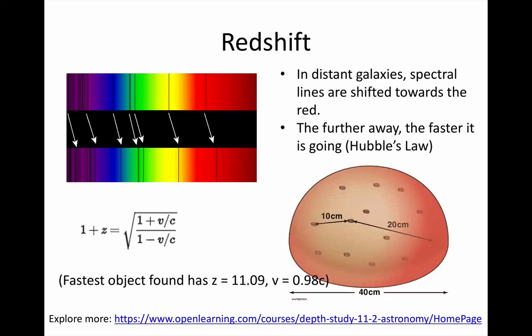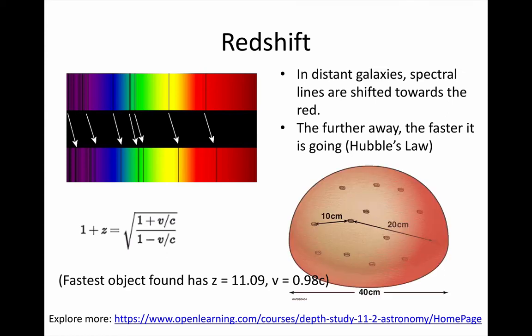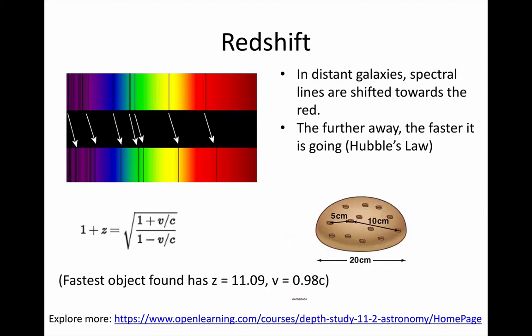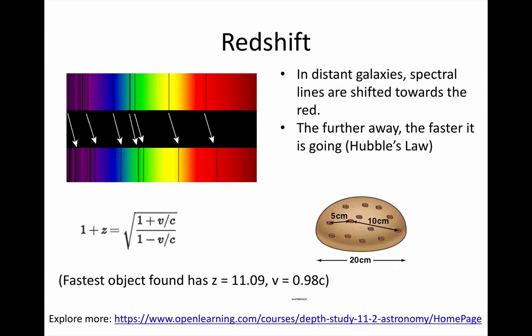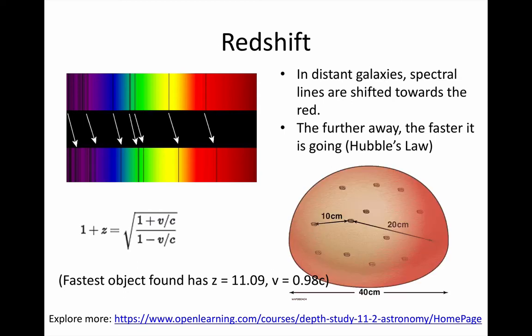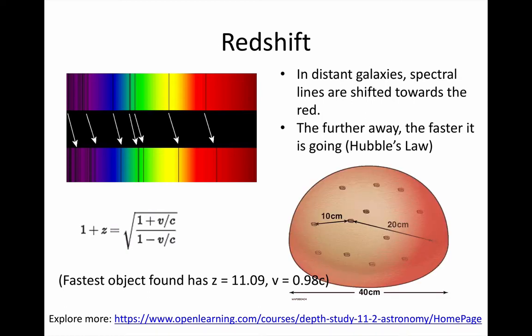Hubble found a linear relationship between the distance of a galaxy from us and its speed away from us. This relationship is called Hubble's law, and it is what astronomers use to estimate the age of the universe. If you want to find out more about this, you can look at our free depth study resources for a Year 11 project on Hubble's law.